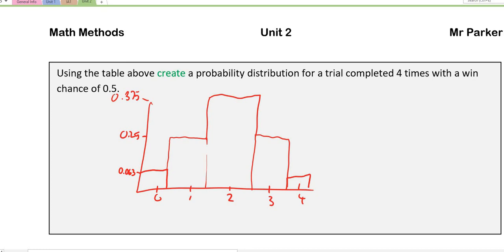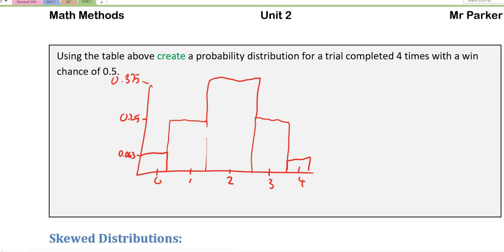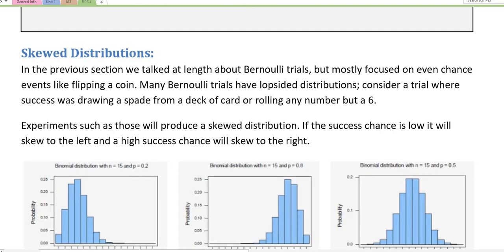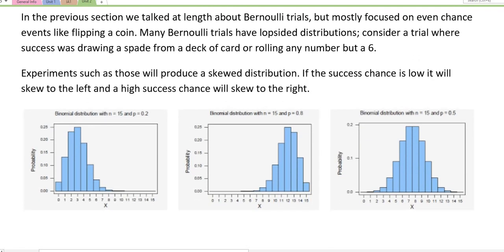Questions, comments, concerns? No, makes sense. If you add them all up, they will equal 1. They might be slightly off because those answers have obviously been rounded, but that'd be it. Cool. Let's talk about skewed distributions. Go back to some year 9 histogram work. The best. So, in the previous section, we talked about Bernoulli trials, and we mostly looked at even chance of success, like flipping a coin.